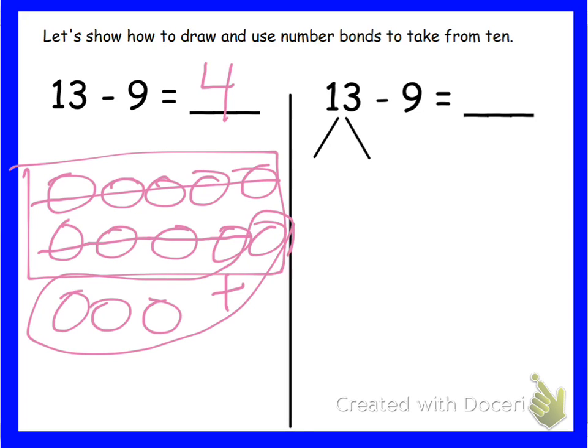Now we're going to do the number bond strategy. What we're going to do is that we're going to break apart 13 the 10 way. We know that 13 is 10, 3. Okay, so we're going to draw 10, 3.